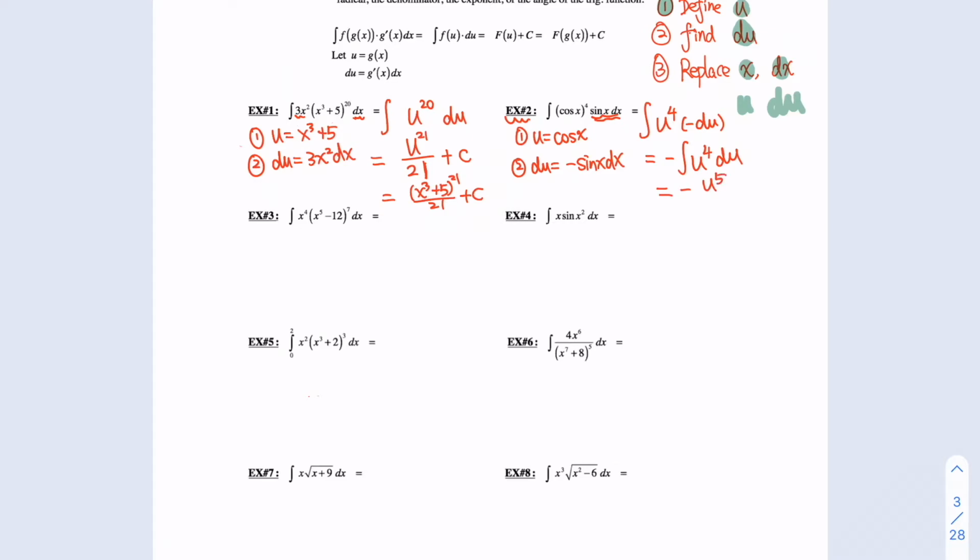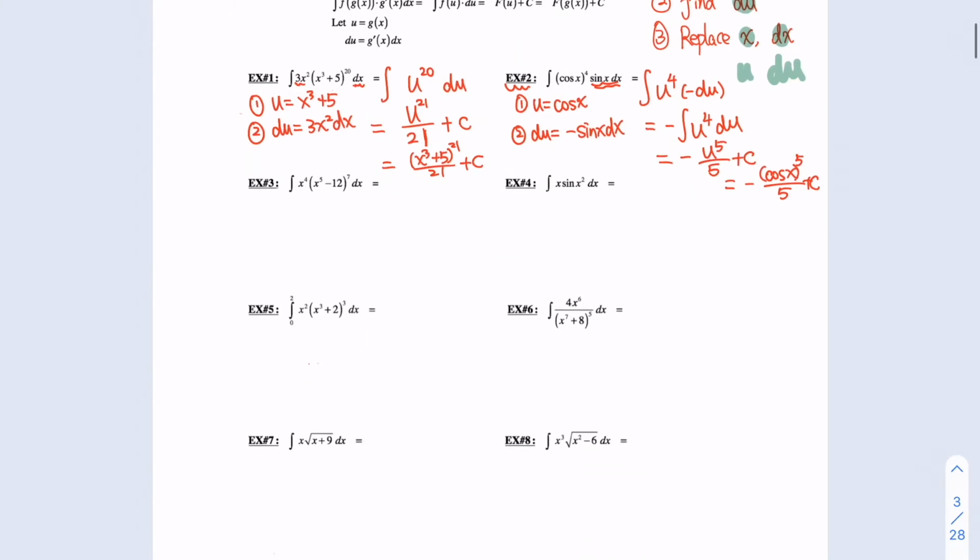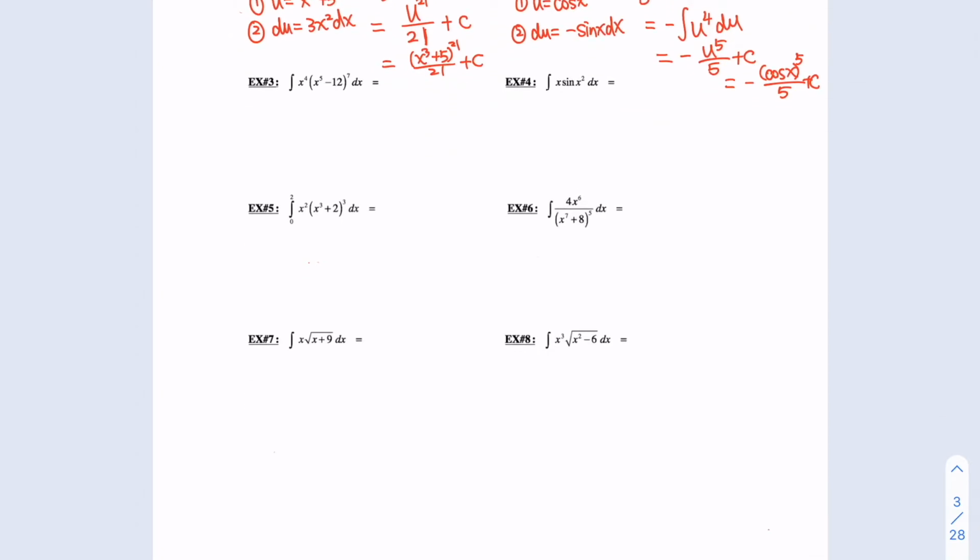Negative u to the 5th power over 5, plus c. Now plug everything in. Negative cosine x to the 5th over 5 plus c. To the 5th power, we can also write it like this. Let's look at example 5.